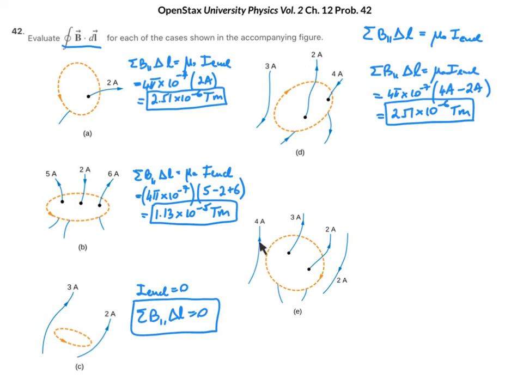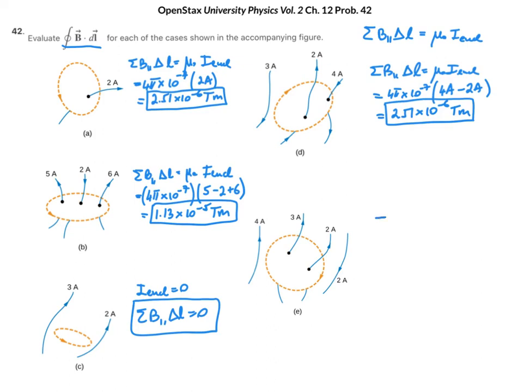For part E, now we have 4 currents, but only these 2 are in the Amperian loop. So only the 3 amp and the 2 amp current matter here. They're both in the same direction. So we'll place our thumb in the direction of the current, and our fingers will rotate counterclockwise, which means that that's going to be in the opposite direction from the direction of integration or summation. So that means that we're going to get both of these currents as negative.